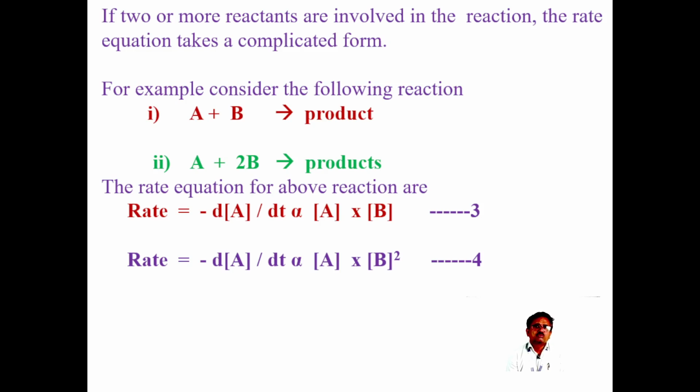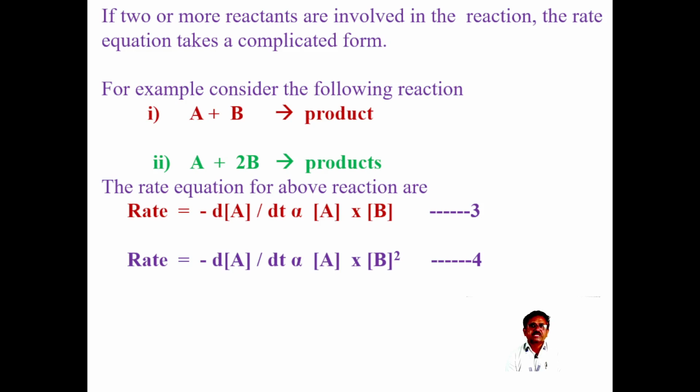If two or more reactants are involved in the reaction, the rate equation takes a more complicated form. For example, let us consider the following reactions. First of all, we have just seen A gives product. Now we add one more reactant: A plus B gives product, or in the second reaction, A plus 2B gives product.